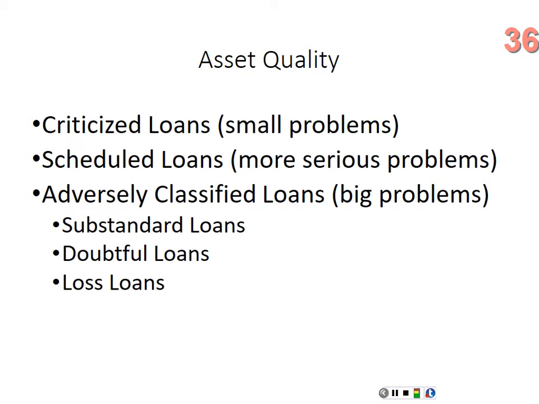You've got scheduled loans. These are loans that have more serious issues. So maybe the borrower has got up to 60 days late. And by the way, there are some key days when it comes to being late on a loan payment that gets noticed by a bank. The first one is 10 days late. When you're 10 days late, normally that's when a bank is going to send out a written notice to you saying, hey, we noticed you're late. Maybe you forgot to make your loan payment. How about making it?